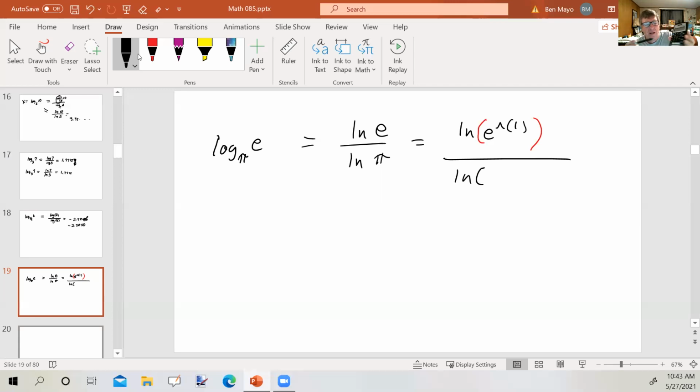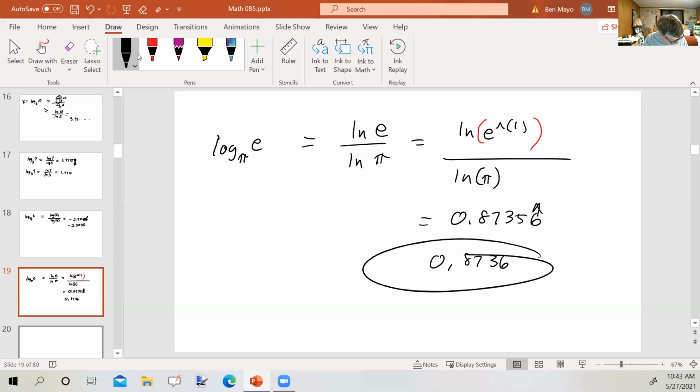Well, on my scientific calculator here, I have a button that says pi. It's right there. And if you have a different scientific calculator, you might have to look around for it to find it. Okay, I'll close that up and push equals. And let's see what I'm getting. I'm getting 0.87356 on and on. The 6 would round up, so 0.8736.